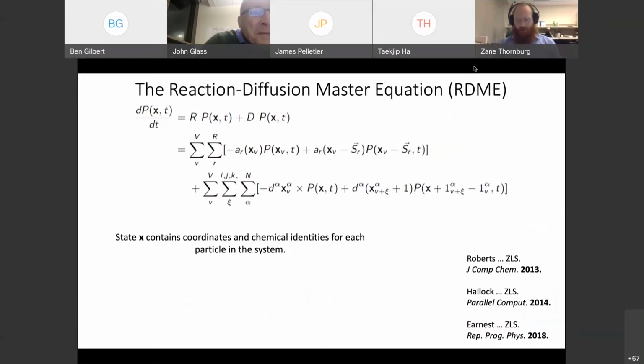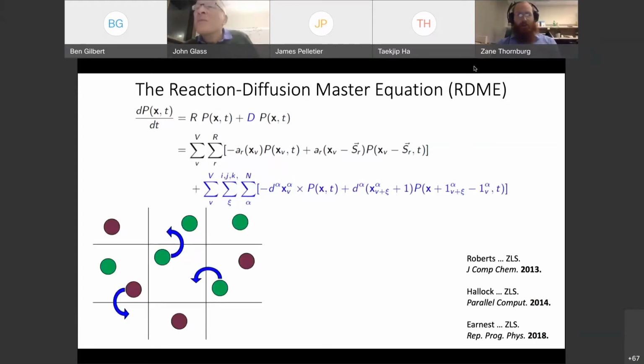First of all, there's been a lot of talk of stochastic simulations today by my coworkers, and the way that we do this for chemical reactions is through something called the reaction diffusion master equation, which describes the time evolution of the probability to be in a state X, where the state X contains the coordinates and the chemical identities for each particle or molecule in your system.